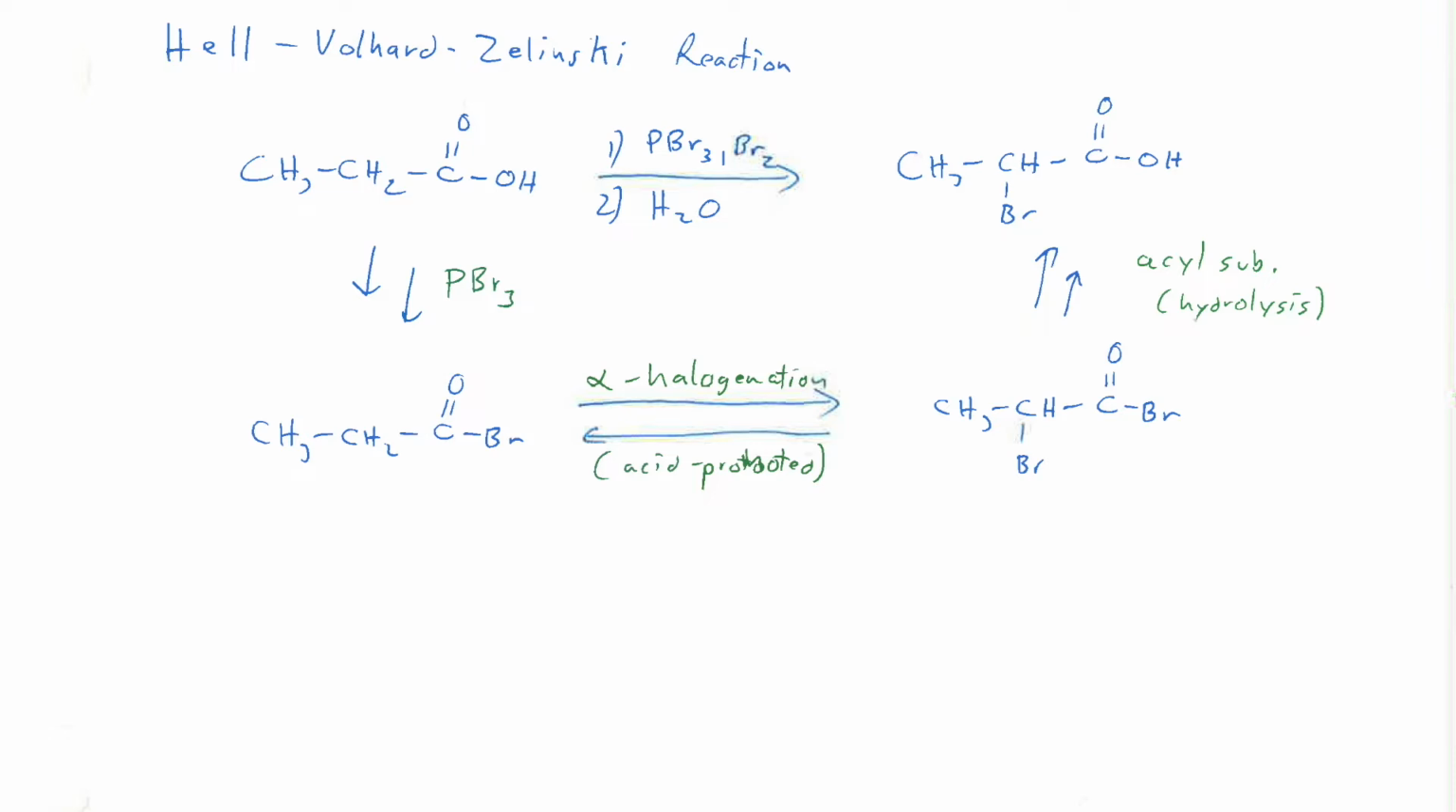It's really just a package of three things you've seen before. The initial step being the bromination of the carboxylic acid, which we saw in our unit on acyl substitutions, followed by an alpha halogenation under acidic conditions, which we just saw, well, last week, and then finally a hydrolysis of the acyl bromide back to the carboxylic acid, which again was just an acyl substitution we talked about in our last unit.